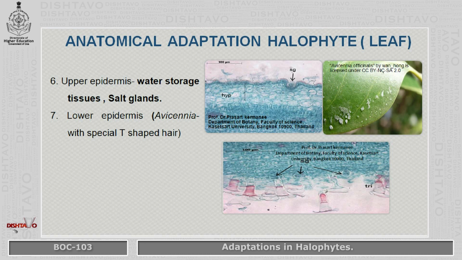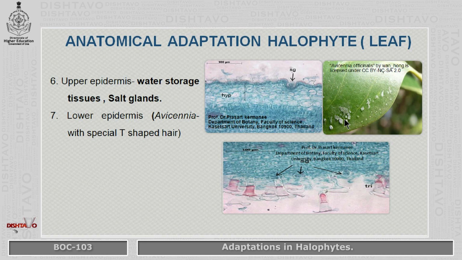Now, the main function of these water storage tissues is that they maintain the osmotic balance in their body with respect to the salt. So, they also consist of salt glands. Now, these salt glands help the plant to give out excess salt.